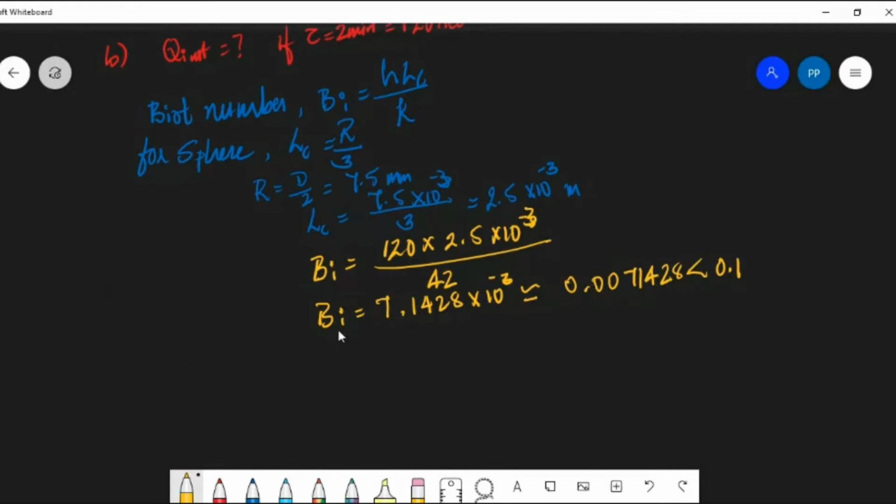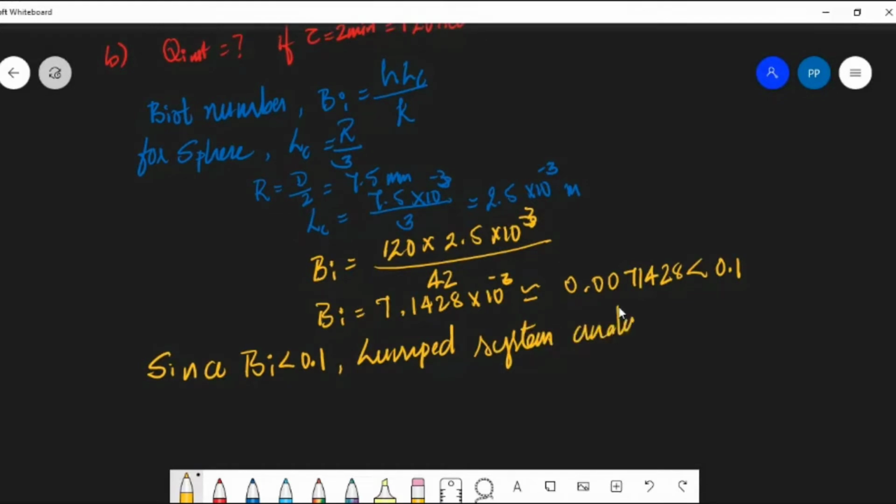Since the Biot number is less than 0.1, we can go for lump system analysis. So once we calculate this, we need to write a statement: since Biot number is less than 0.1, lump system analysis can be applied. So now I know that for a lump system analysis, theta by theta i will be equal to e to the power of minus tau by T.